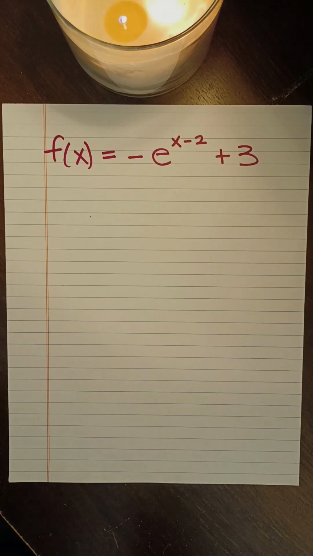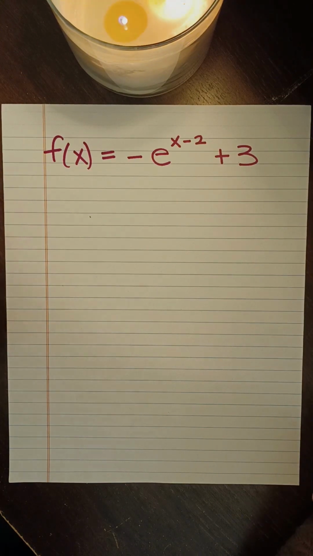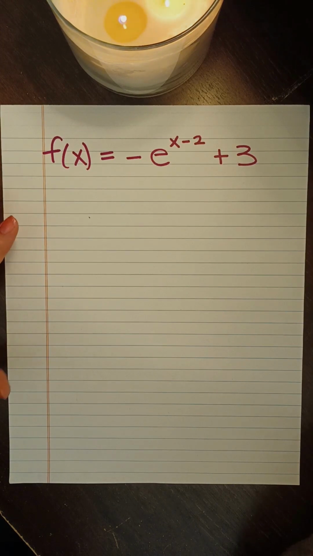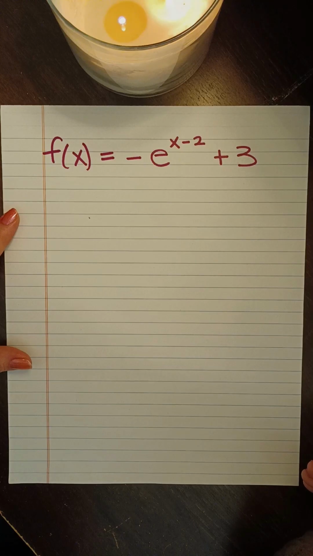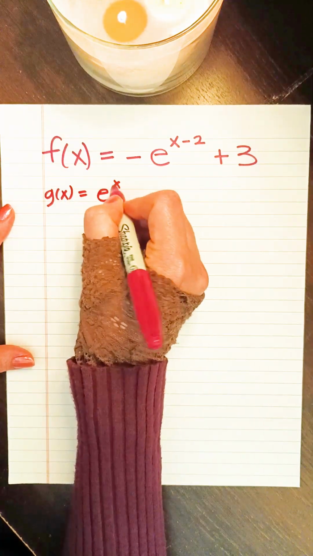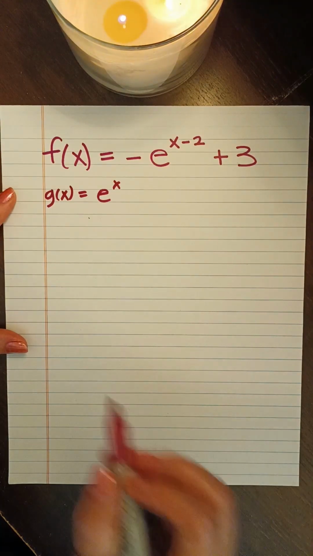So the first step you want to take when graphing any function using transformations is to identify the starting function or your base function. So I'm going to write g of x equals e to the x. Our starting function, that's what you're going to start with, and we're going to do the transformations on that.